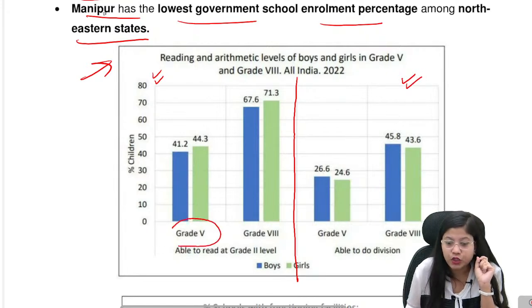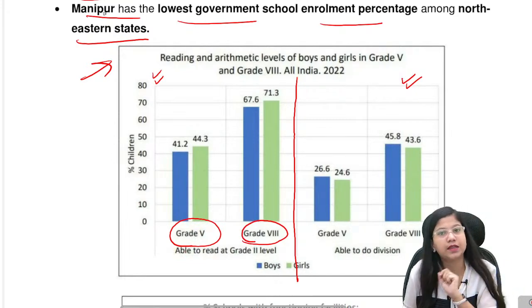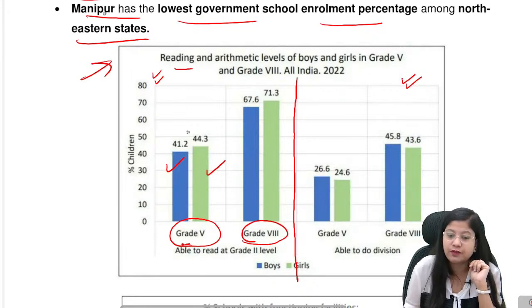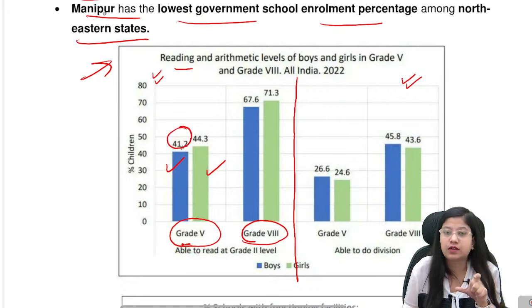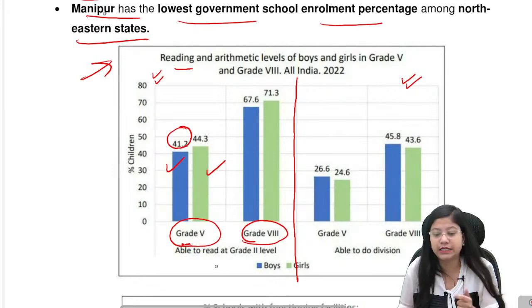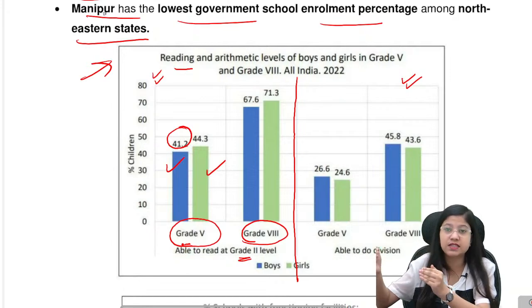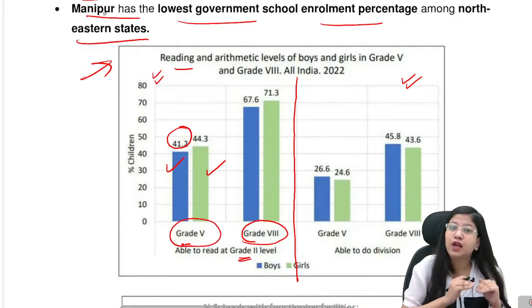Then we have taken two class students, okay? Class 5th students, class 8th students. Blue shows boys, green shows girls. Now, as far as the reading capability is concerned, in class 5th, 41.2 boys are able to read at the grade 2 level. So basically a boy is in class 5th, and he is able to read at the level of class 2nd.